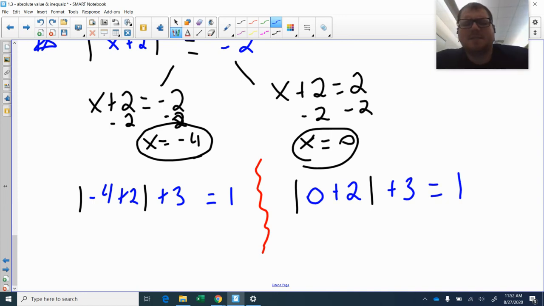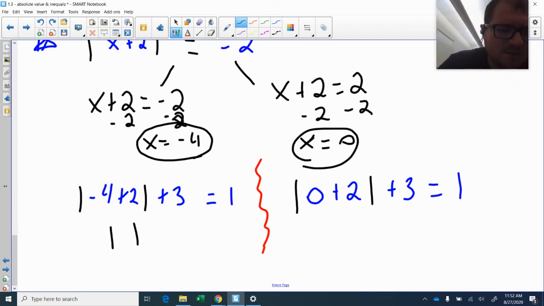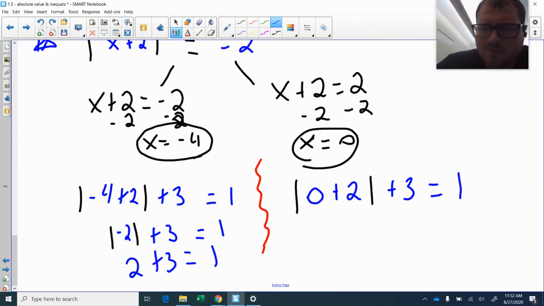And hopefully at this point you're kind of seeing, I run into an issue here. So if I solve this absolute value out, this would come out to be the absolute value of -4 plus 2 is -2, plus 3 equals 1. Well, the absolute value of a negative is just going to become positive. So this is just 2 plus 3 equals 1. That doesn't make sense. So this one doesn't work.